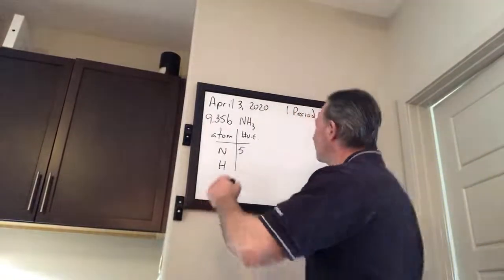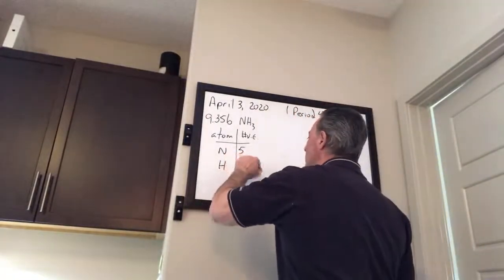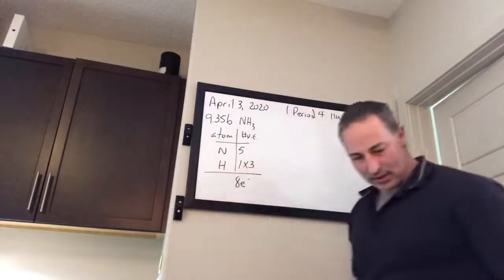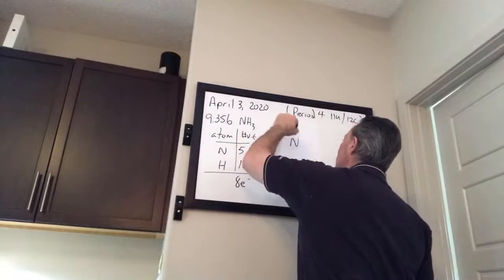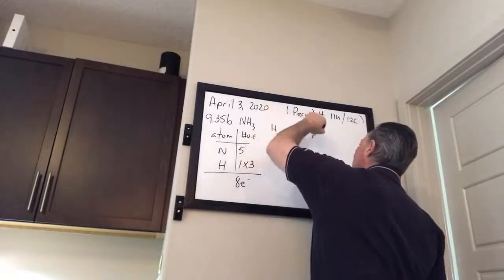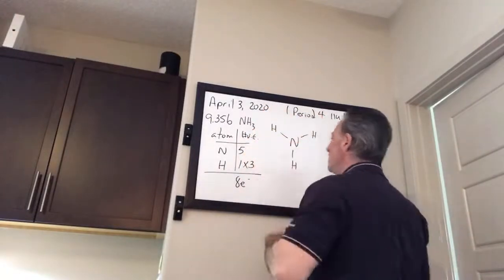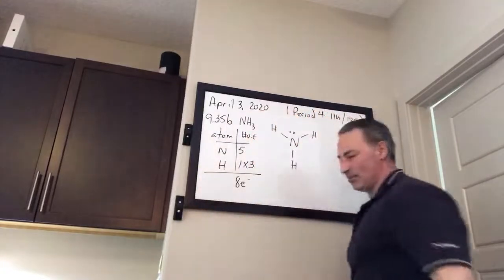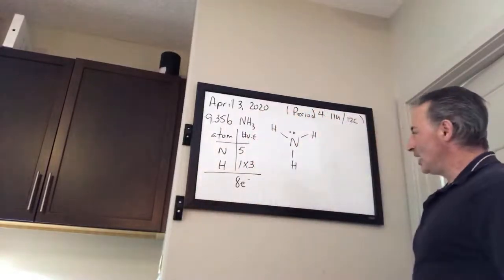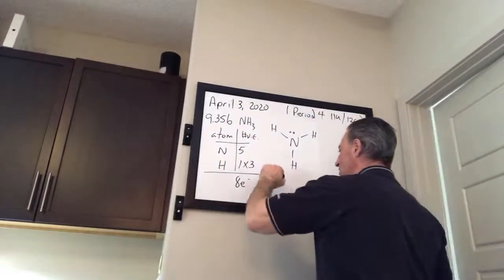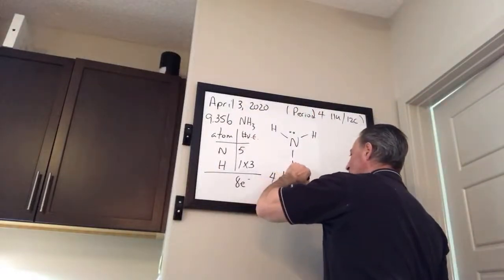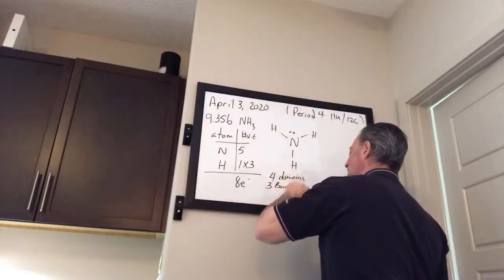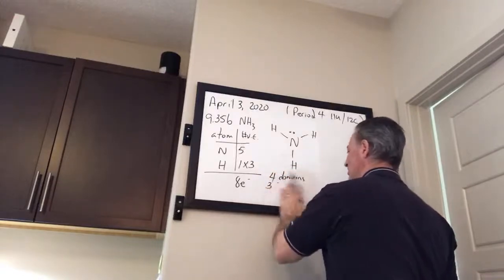Okay, 1 times 3 for the number of hydrogen atoms. Total is 8 electrons. So draw your hydrogen atoms connected to the nitrogen. That uses up 6 electrons, and then you have the last 2 on the central atom. So ammonia has 4 domains, 3 bonding domains, or you can say bonding pairs.